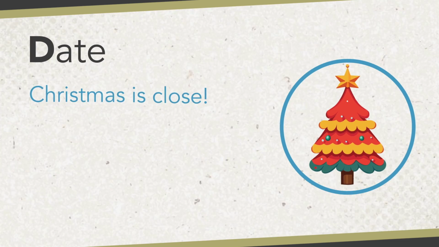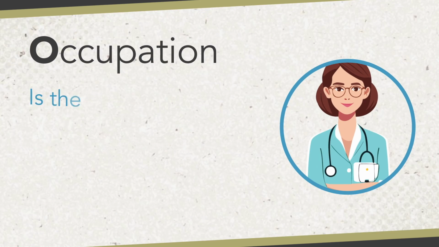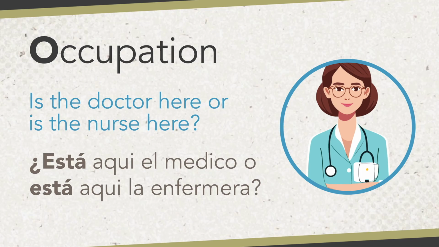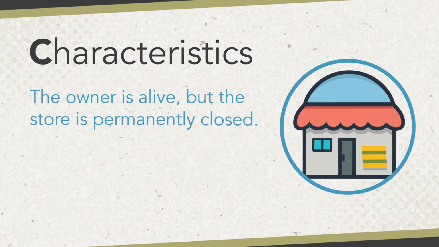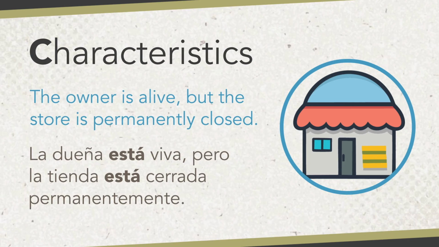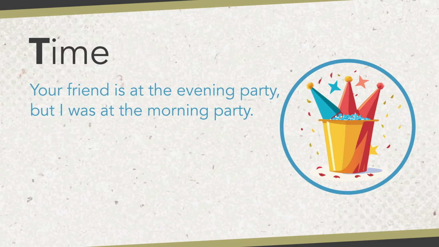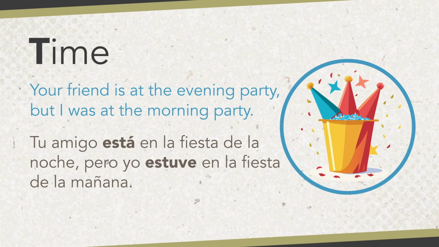Date. Christmas is close. La Navidad está cerca, not es cerca. Occupation. Is the doctor here or is the nurse here? ¿Está aquí el médico o está aquí la enfermera? Characteristics. The owner is alive, but the store is permanently closed. Both sides of that use está, not es. Time. Your friend is at the evening party, but I was at the morning party. Both of those use estar.